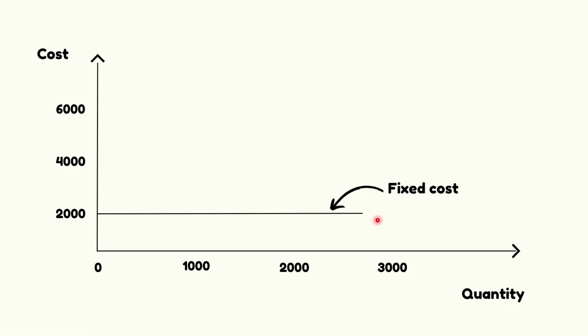This is the fixed cost curve. Even though this is a straight line, we can also call this a fixed cost curve. The X-axis depicts the quantity or the output. The Y-axis depicts the cost. Look at the curve. Even though the quantity is increasing, the cost is constant. That is the main characteristic of the fixed costs.